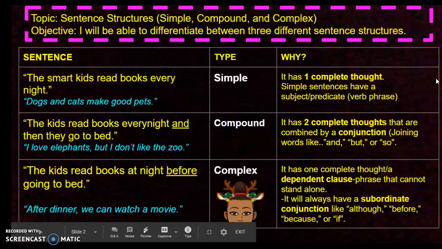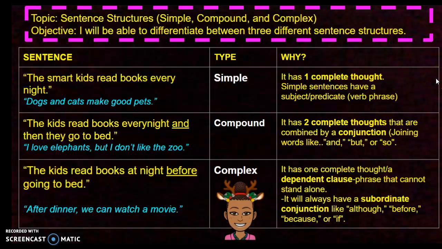Boys and girls, today our topic is sentence structures, and the three that we're going to focus on are simple, compound, and complex. Our objective, or our end goal, is that we're going to be able to differentiate, meaning we're going to be able to tell between the three different sentence structures. So let's look at the three sentences here in the sentence column.